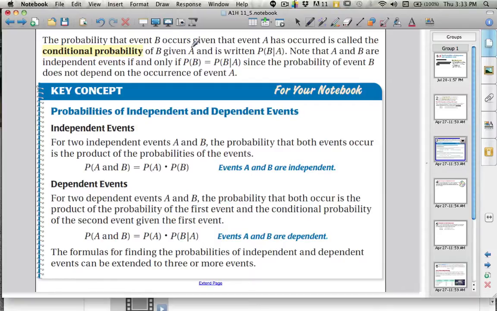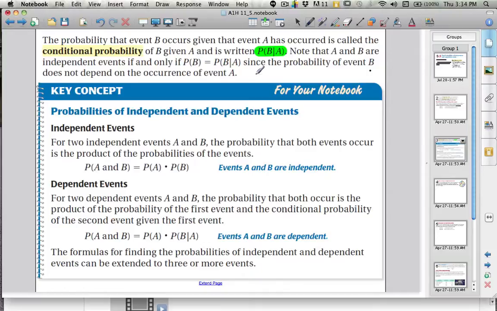The probability that B occurs given that event A has occurred is called the conditional probability of B given A. So it's conditional, meaning I have to know what happened in A in order to calculate what happens with B. And this is how you would notate it: P(B | A), the probability of B given A. Note that A and B are independent events if and only if the probability of B is equal to the probability of B given A, since the probability would not change.